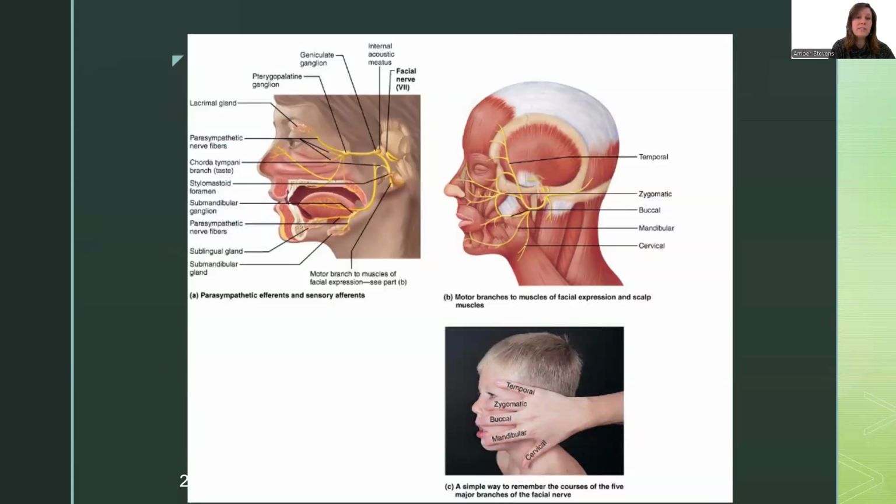So this is a really good way, especially this picture of the little boy with the hand. That's a really good visual way to see where those nerves are within the facial branches.